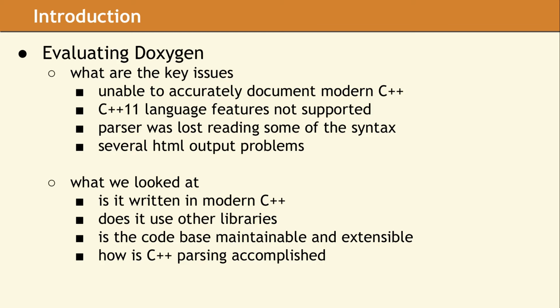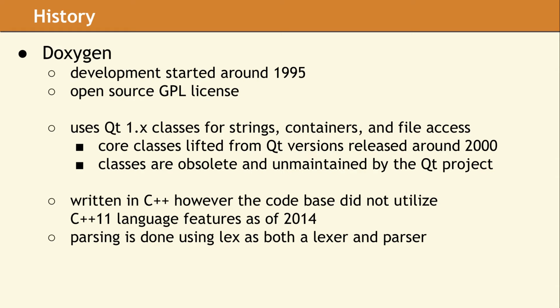We started to look at Doxygen and even check out the internals. Is it written in modern C++? Does it use other libraries? And if so, what other libraries is it using? We also wanted to figure out how it was parsing C++. As a bit of history, Doxygen development was started around 1995. It's an open source product with a GPL license.